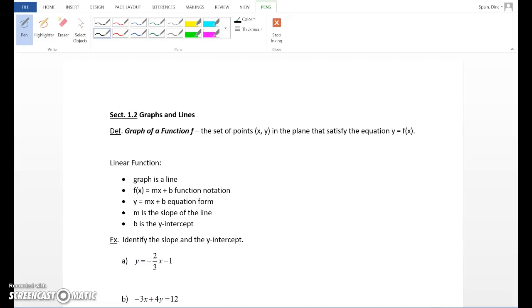Okay, here are the notes for section 1.2. 1.2 is all about graphs and lines. So we start off with the definition of the graph of a function f.